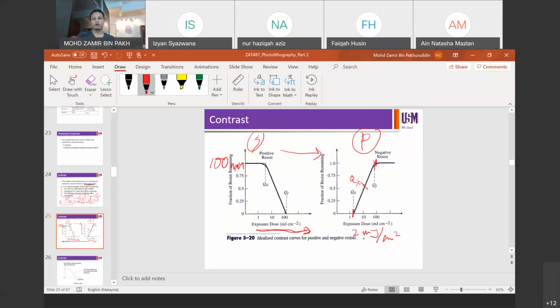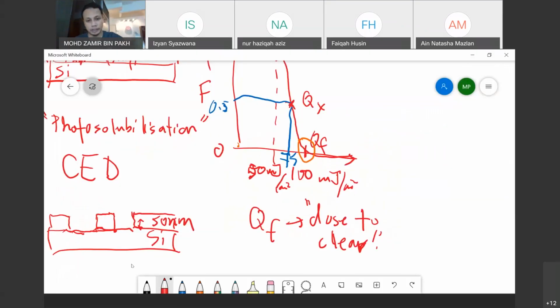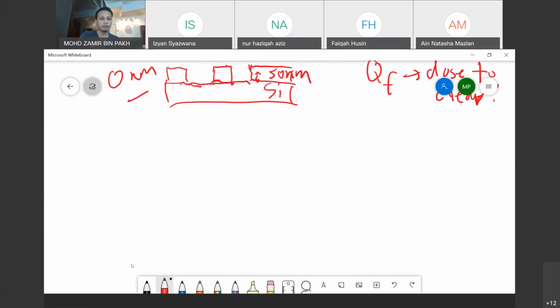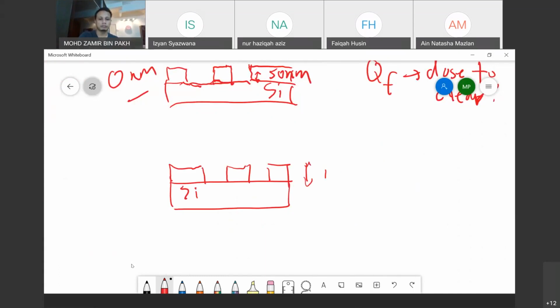So if you talk about a negative resist, then if you go for the QF, what it essentially means is this. You spin coat 100 nanometer in the coating process, and then you go for exposure. You use your reticle to expose this region.